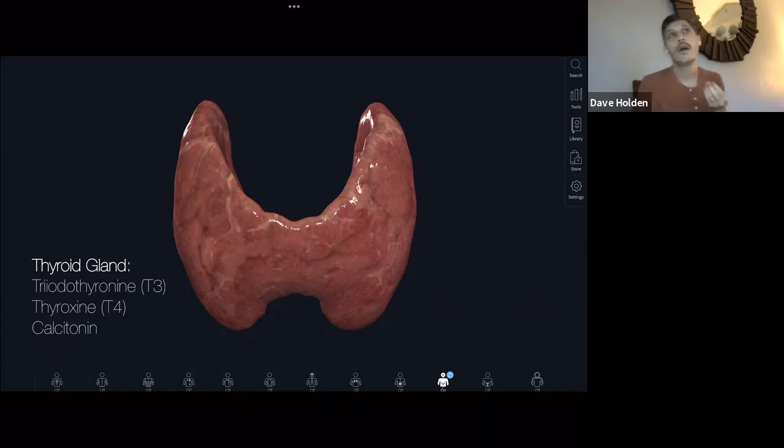The main hormones that it will produce are triiodothyronine, which is called T3, thyroxine, which is also called T4, and calcitonin. You've probably heard of calcitonin when you talked about the skeletal system. Calcitonin is produced in order to increase blood calcium. So we pull calcium from the bones and put that into the blood, and now the blood has more calcium, and that calcium can be used wherever it's needed.